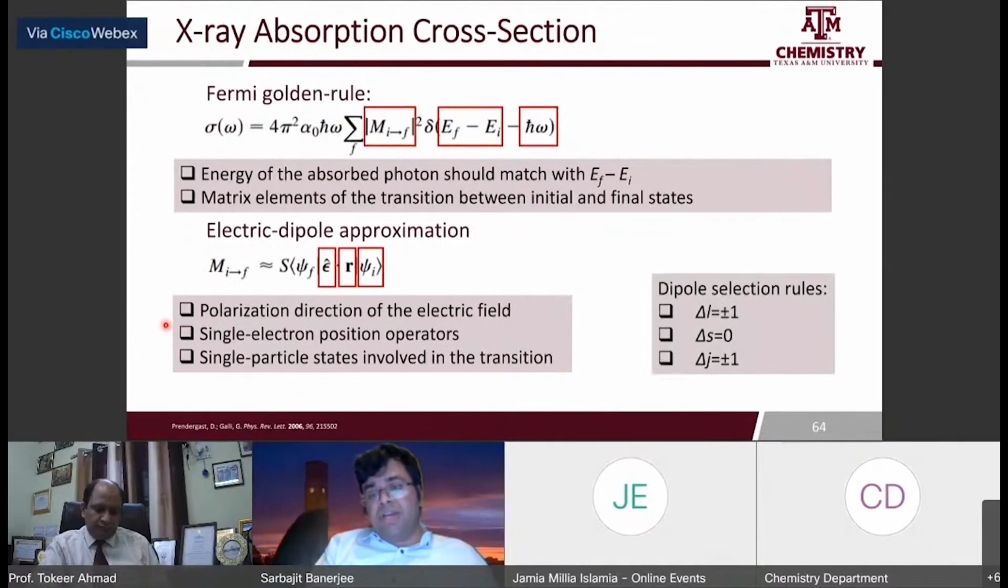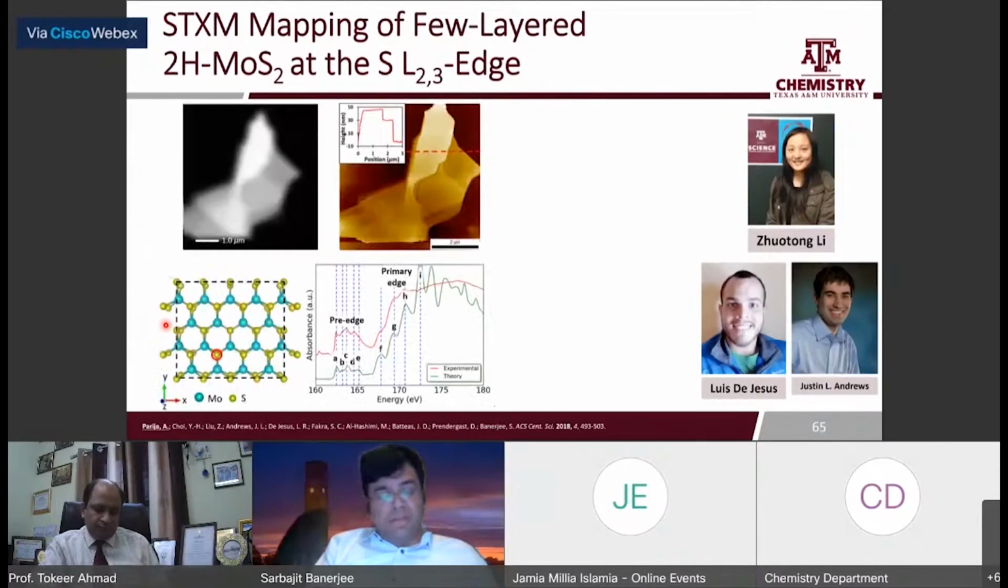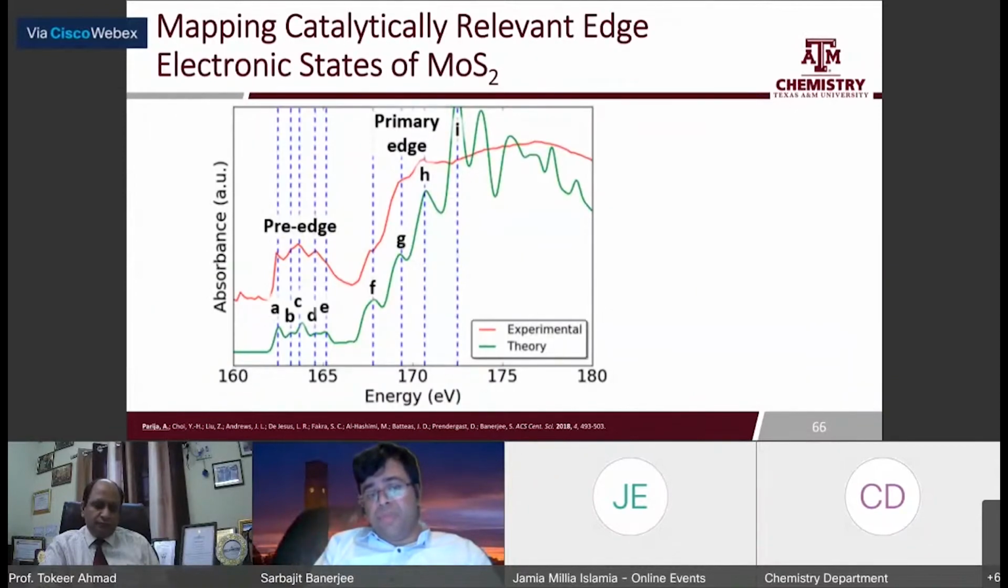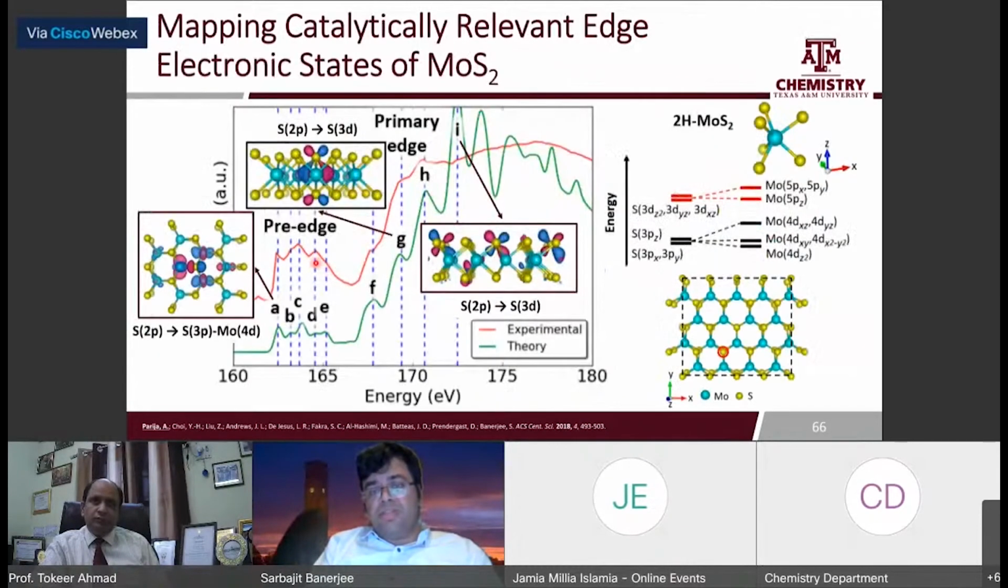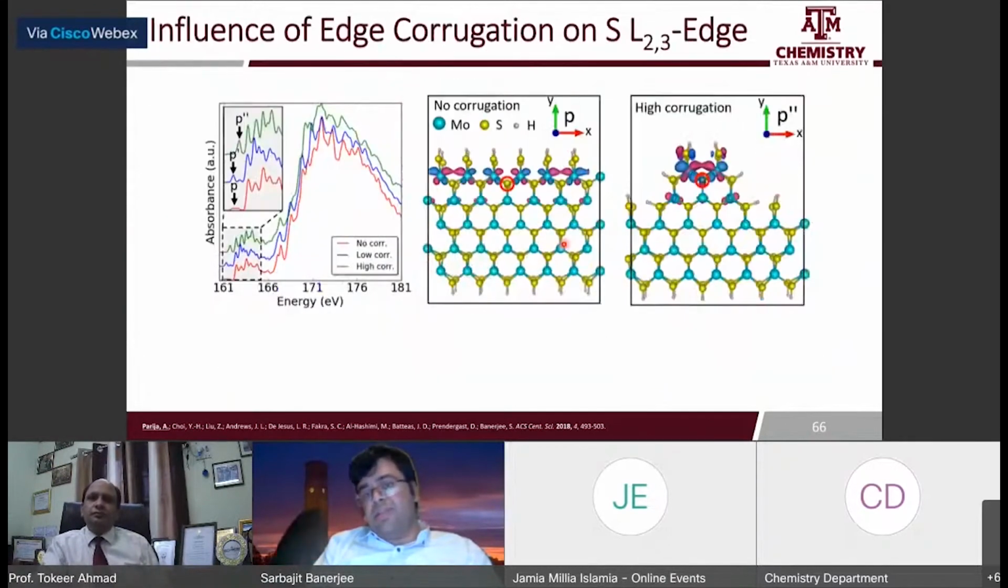Molybdenum sulfide is known to be a great catalyst for the hydrogen evolution reaction. What Abhishek was able to do, using a combination of X-ray microscopy, is figure out what sites in molybdenum disulfide transition metal dichalcogenides are actually catalytic. Based on the spectroscopic signatures he was able to detect in X-ray microscopy, we could show that it's these corrugated edge sites that are the origin of catalytic activity. And this is exactly what it looks like.